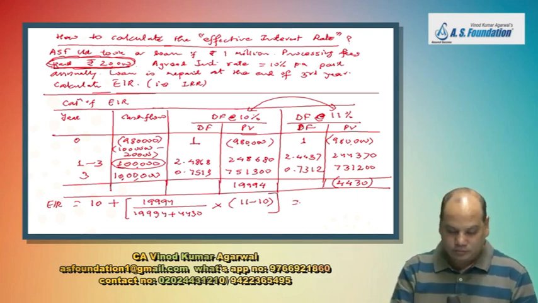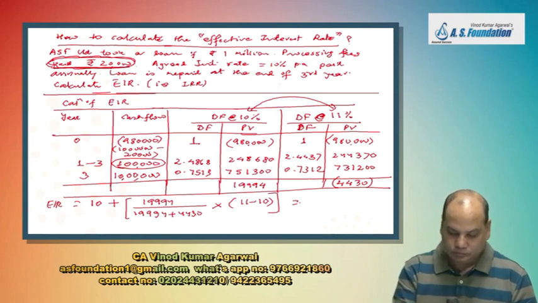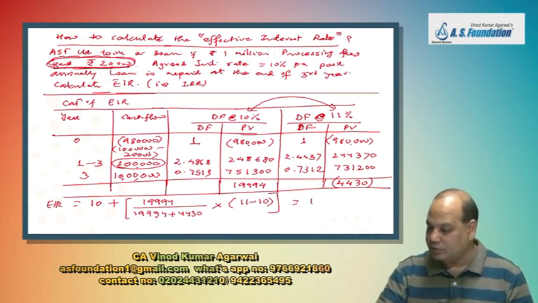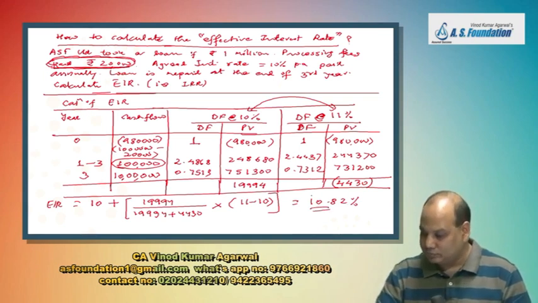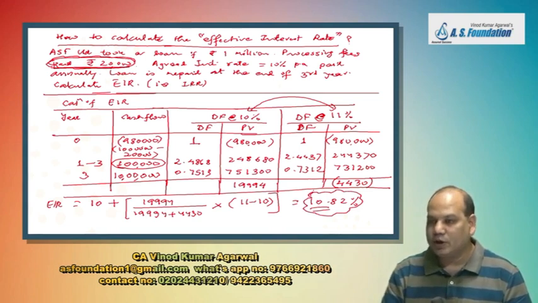To solve it now, anybody wants to answer? Haji? Yes. Is it around 10.82%? 81 or 82%? Yes. This is called effective interest rate. This will be used for the purpose of calculating the interest.